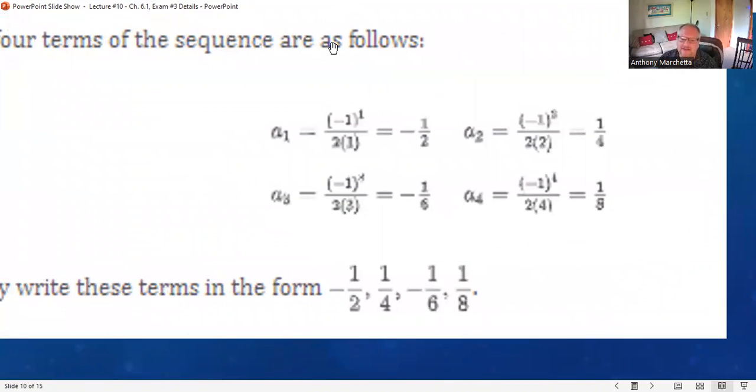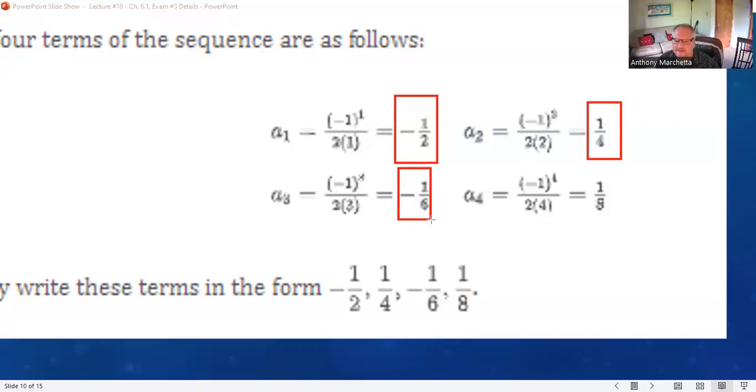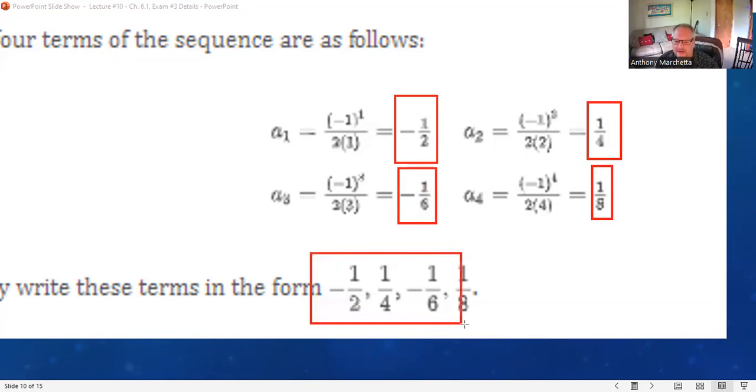So then here are the answers. A sub 1 is this. A sub 2 is this. Oh, wait a minute. A sub 2 is this. A sub 3 is this. A sub 4 is this. So write them in a list with commas. Okay, here you go. All right.